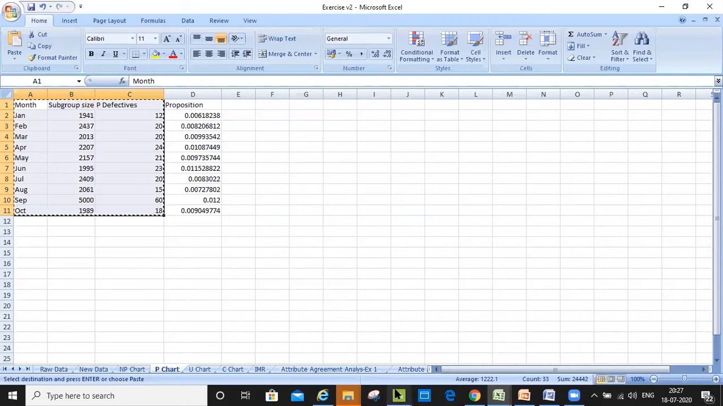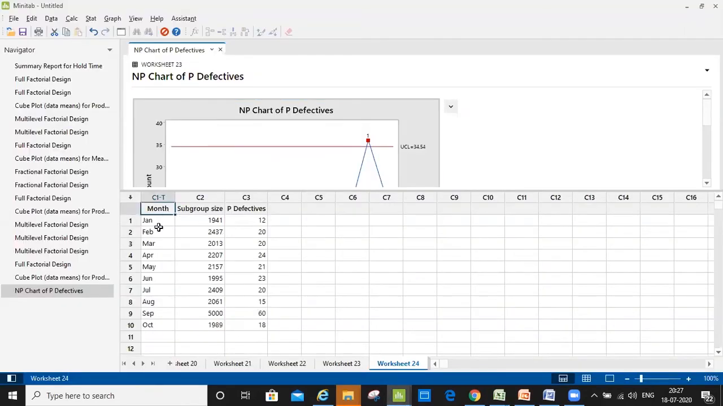I go to Minitab. I have data from January till October: how many units were produced, and out of that, how many were defectives. I have the data here. Now I want to establish whether this data is within the control limit or outside the control limit.